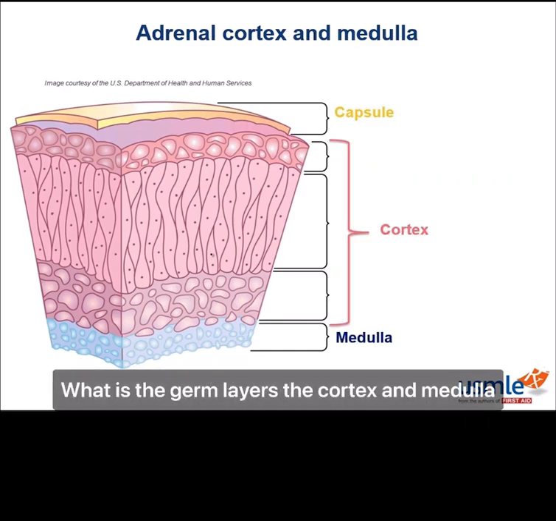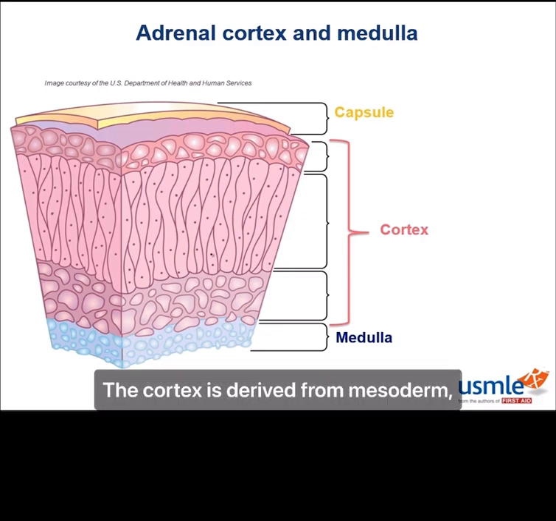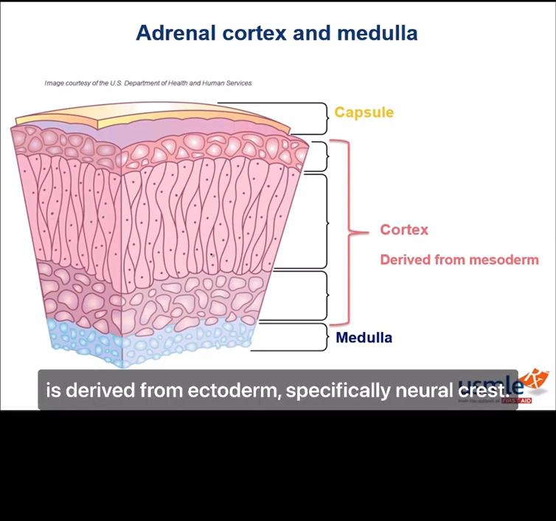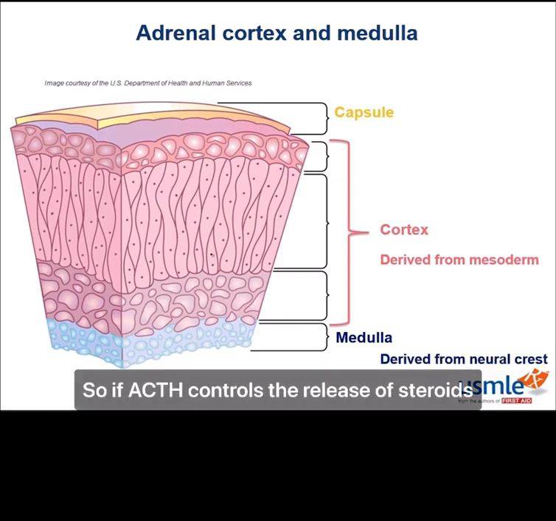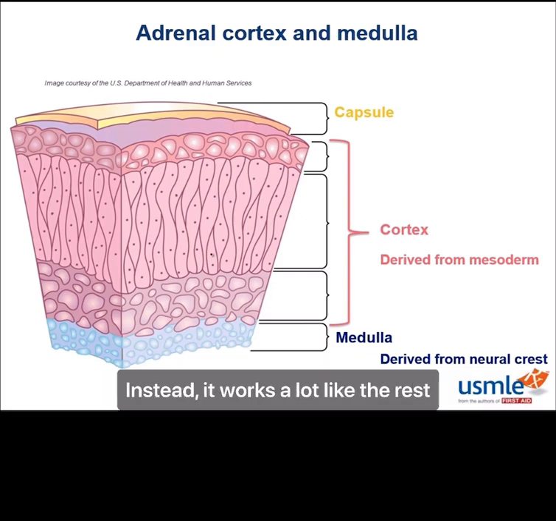What are the germ layers the cortex and medulla are derived from? The cortex is derived from mesoderm, and the medulla, which acts almost like a postganglionic sympathetic nerve, is derived from ectoderm, specifically neural crest. So if ACTH controls the release of steroids from the cortex, what hormone releases catecholamines from the medulla? I'm just kidding, that was a trick question. Unlike most stuff in the endocrine section, this one doesn't work on the hypothalamic pituitary axis. Instead, it works a lot like the rest of the sympathetic nervous system.